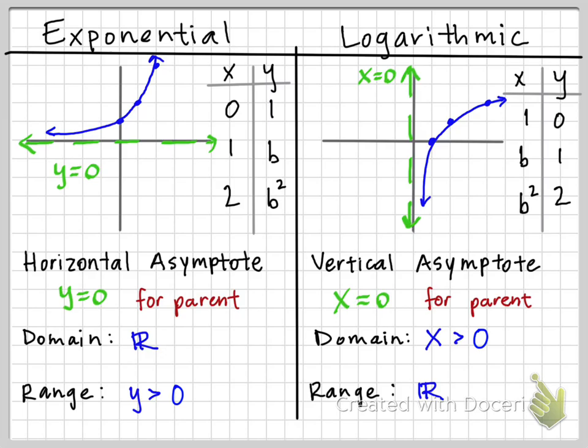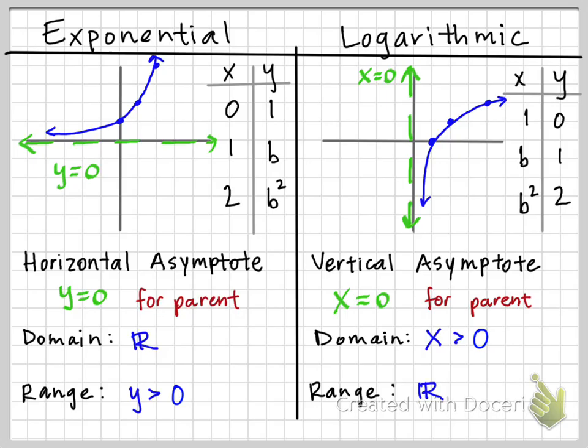The graph on the left is representing an exponential parent function. I'm using the table of values of 0, 1, 2, 1, b, b squared. My horizontal asymptote is y equals 0, domain all real numbers, and the range is y is greater than 0.